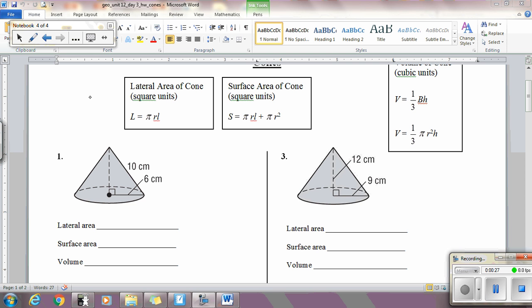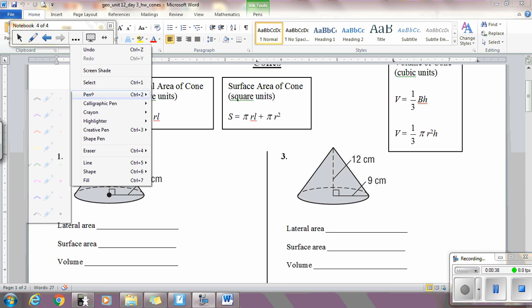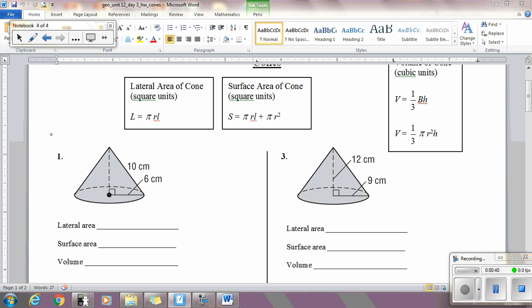So for the front side, the best thing to do to round to the most accurate tenths place is to use the formulas you see at the top of the sheet. That way we're not rounding too many times. So to find the lateral area, you're going to take pi times our radius times our slant height.